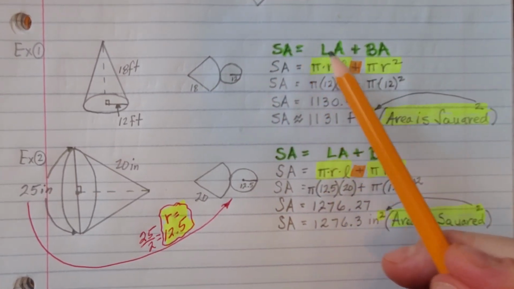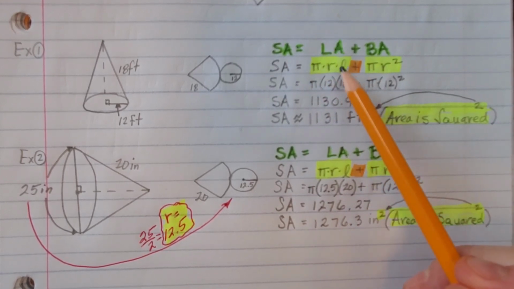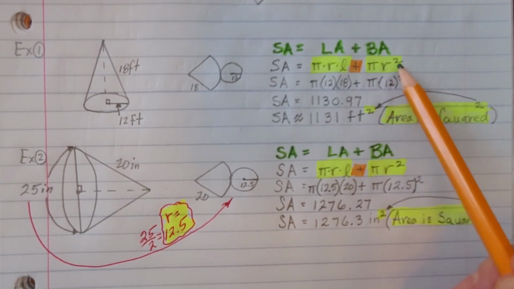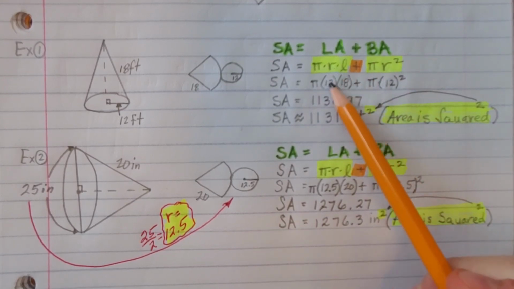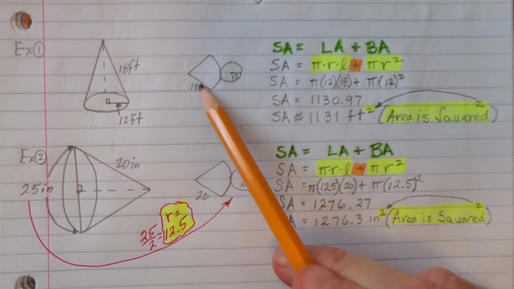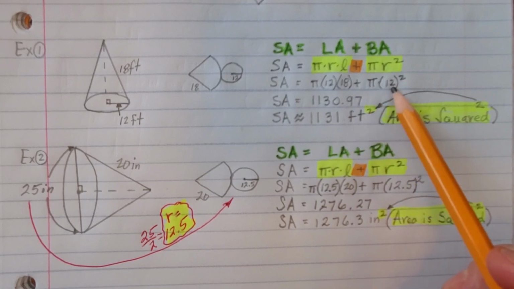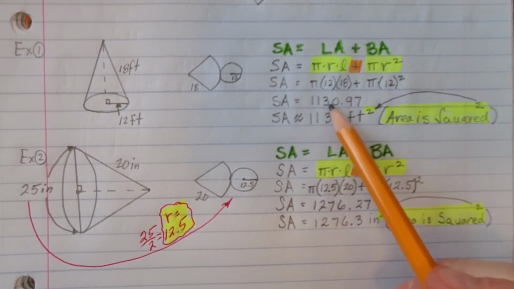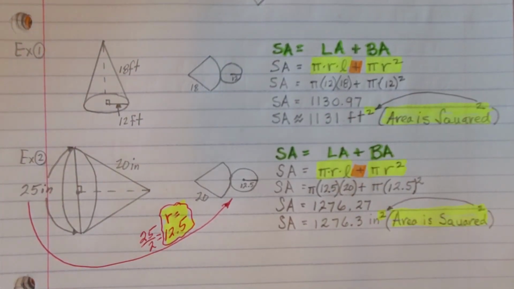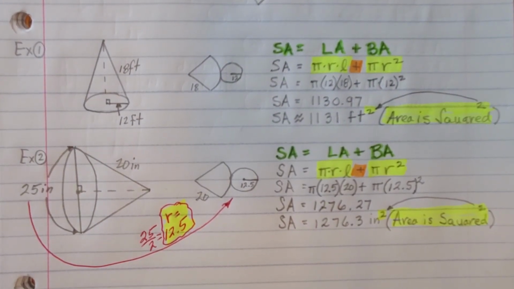So surface area is lateral plus base area, so pi times r times L, that's your formula above, plus pi times r squared. So you just substitute r in, which is 12, your radius, and your slant height, which is 18, the slant height right here. And then plus pi times 12 squared, because that's the radius squared. When you multiply that out, you get 1,130.97.